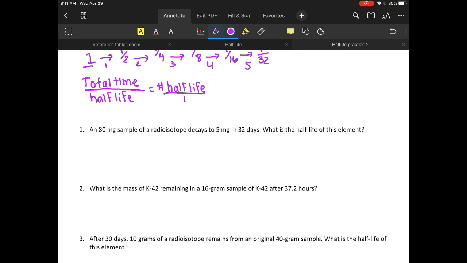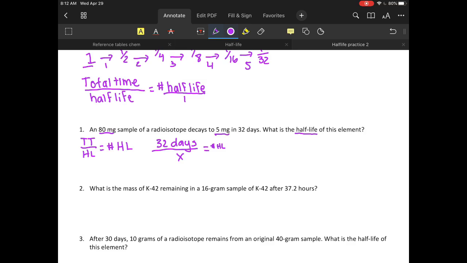First one, an 80 milligram sample of a radioisotope decays to 5 milligrams in 32 days. What is the half-life of this element? So I'll just start by putting total time over half-life equals number of half-lives. Okay, so the total time that has passed is 32 days. And I want the half-life. And in order to solve for this, I need to first know the number of half-lives that have passed.